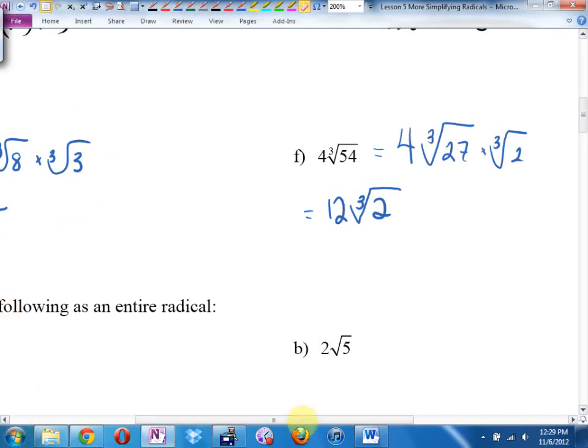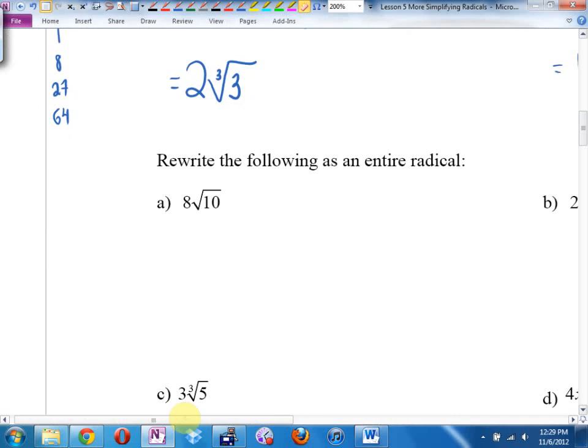Then we also spent some time going backwards, rewriting them as an entire radical. That means instead of writing it as something root something, just write it as root something. Going backwards. What's in front of the root 10 in example A? Where'd the 8 come from? What root must have been sitting there so that when I took the square root, I got 8? 64. This must have been root 64, root 10.